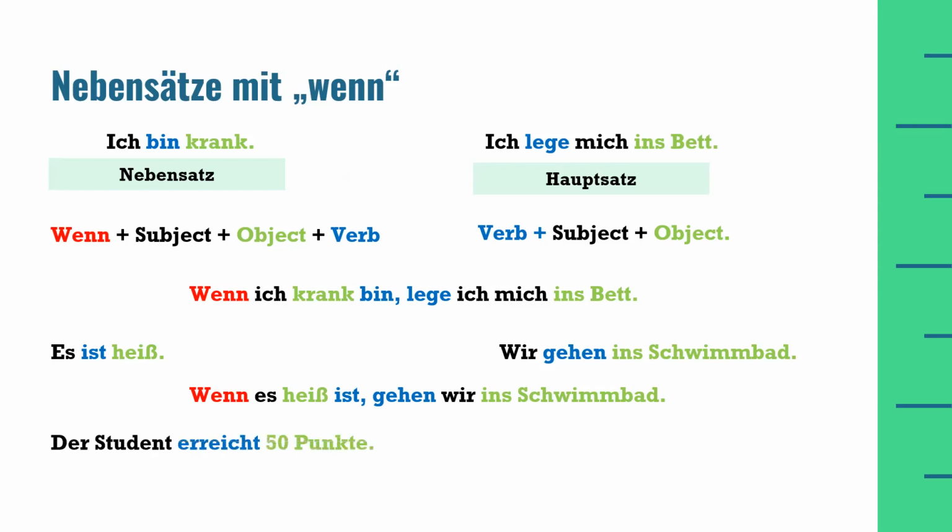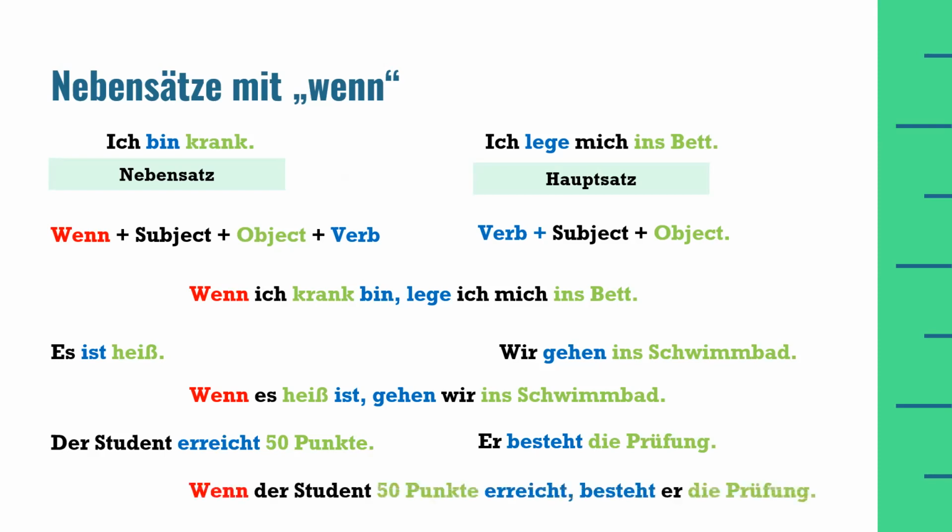Another example, der Student erreicht 50 Punkte. The student achieves 50 points. Er besteht die Prüfung. He passes the exam. Again, if we want to combine these two sentences, it will become, wenn der Student 50 Punkte erreicht, besteht er die Prüfung. If the student achieves 50 points, he passes the exam.